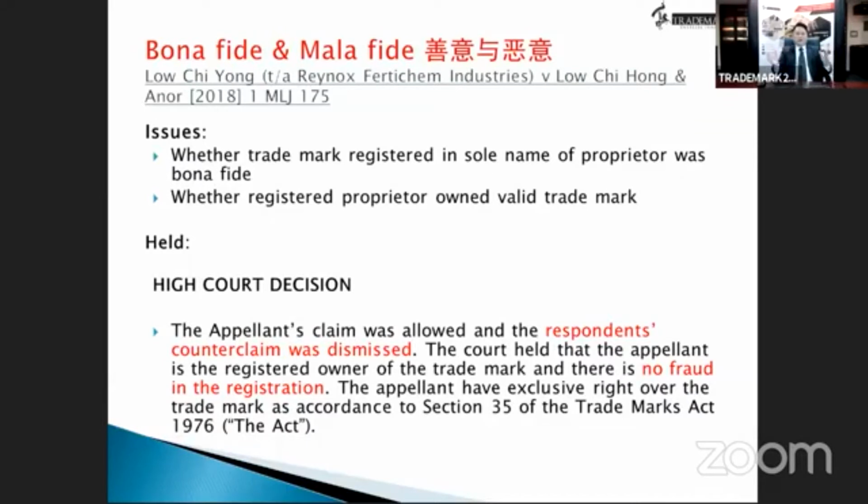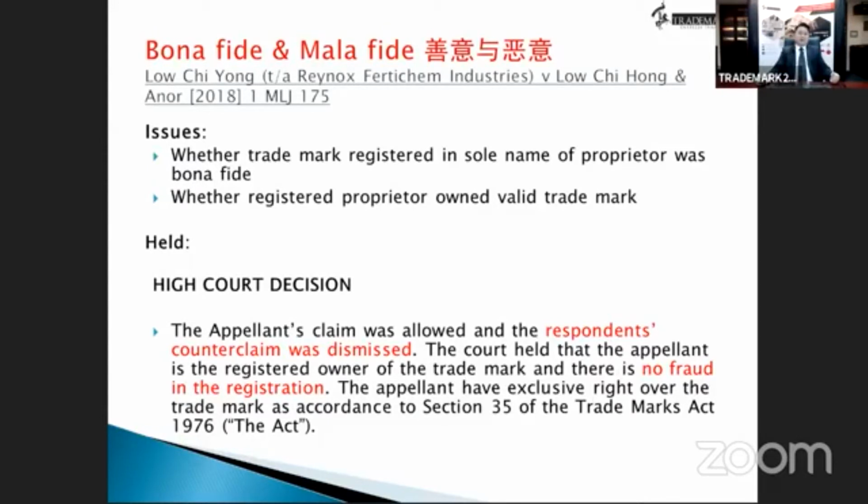So according to the Federal Court, all this while, there are two issues for trial to be determined by the court. The first issue was whether the trademark registered in the sole name of the proprietor at the time, Law Chi Yong, was done in bona fide. The second was whether the registered proprietor owned the valid trademarks. Of course, these two are the main issues to be determined by the court.